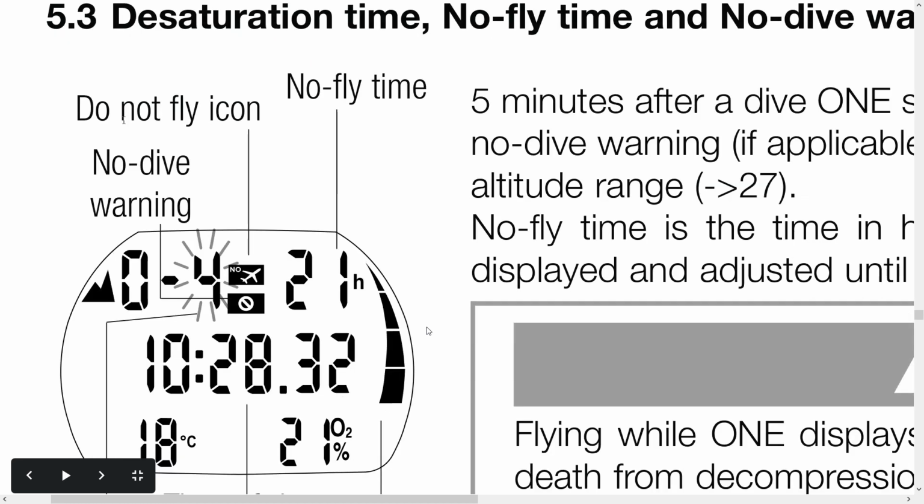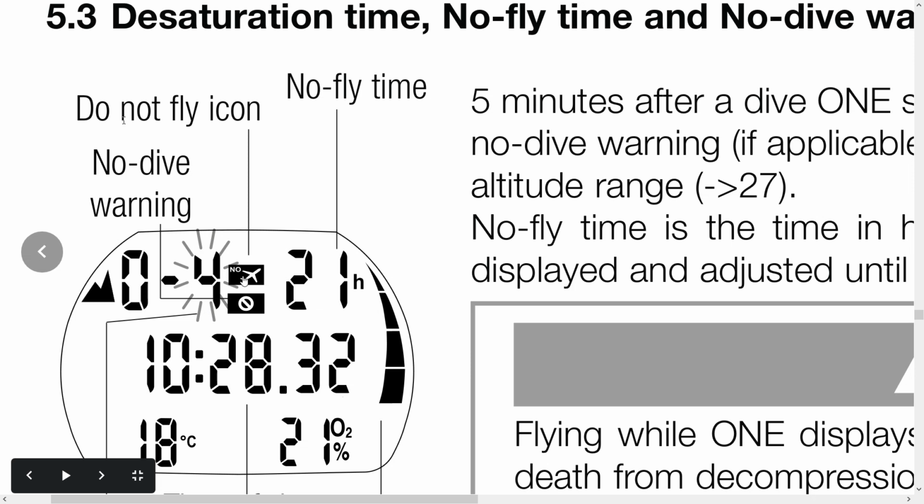On the time of day display, if you have residual nitrogen from a previous dive, you will see several changes. On the left side, you see the altitude range warning. Further, in other pages of the manual, it will explain to you what this means, but basically it's saying do not ascend above altitude range number 4. And the altitudes that those ranges correspond to are listed in the table in the manual.